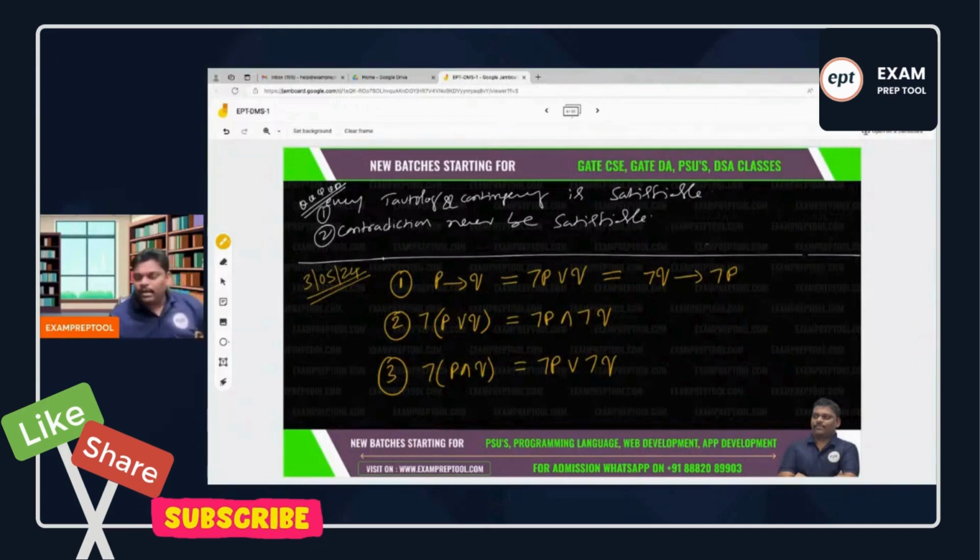Check if anyone is not getting this, please let me know. Is it fine? So if I keep the common negation and bring it inside, they all will negate. They all will get the negation.